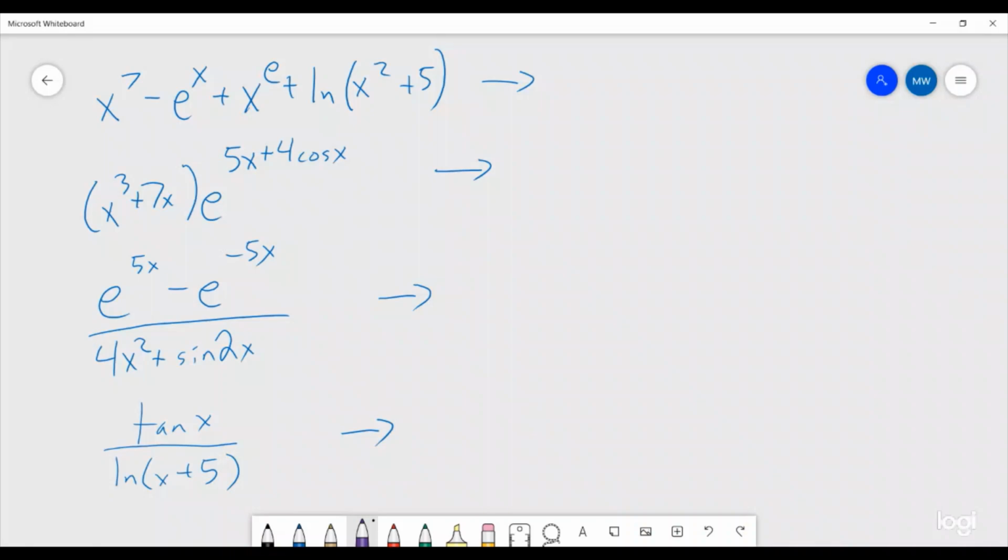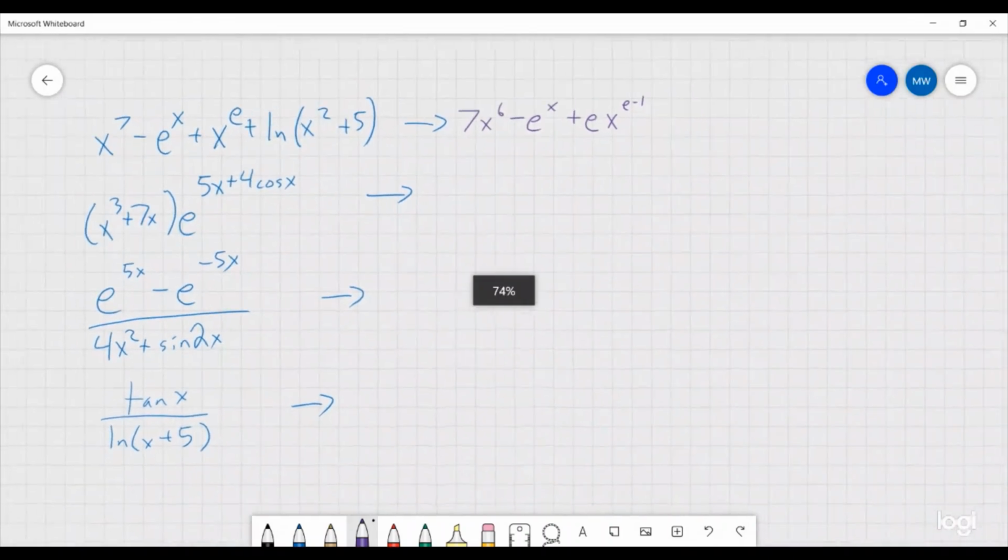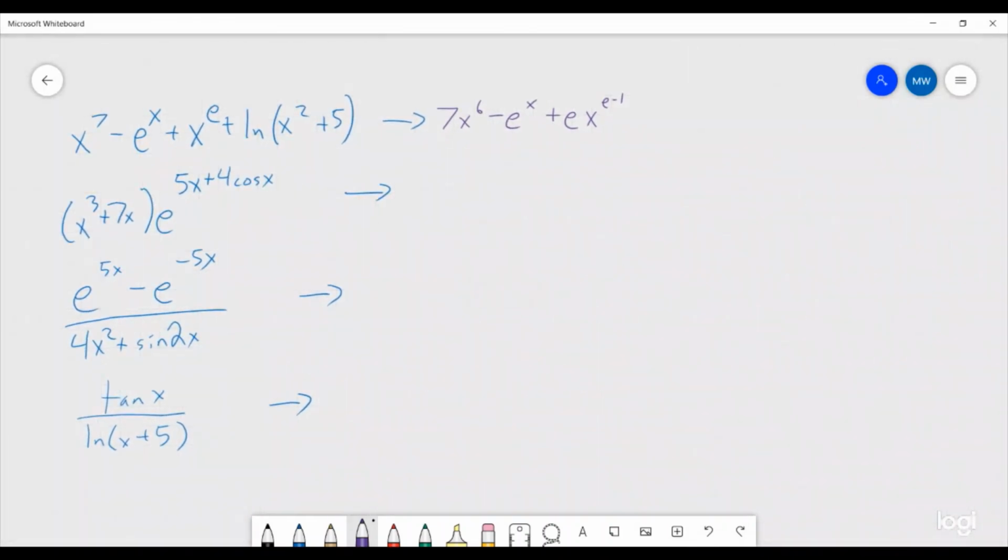So for this first one, we're just going to go through piece by piece. The derivative of x to the 7th is 7x to the 6th. e to the x stays e to the x. x to the e becomes e times x to the e minus 1. Natural log of x squared plus 5 goes to a chain rule. So we have plus 1 over x squared plus 5 multiplied by the derivative of the inside, which is 2x. So that's the derivative of the first one.